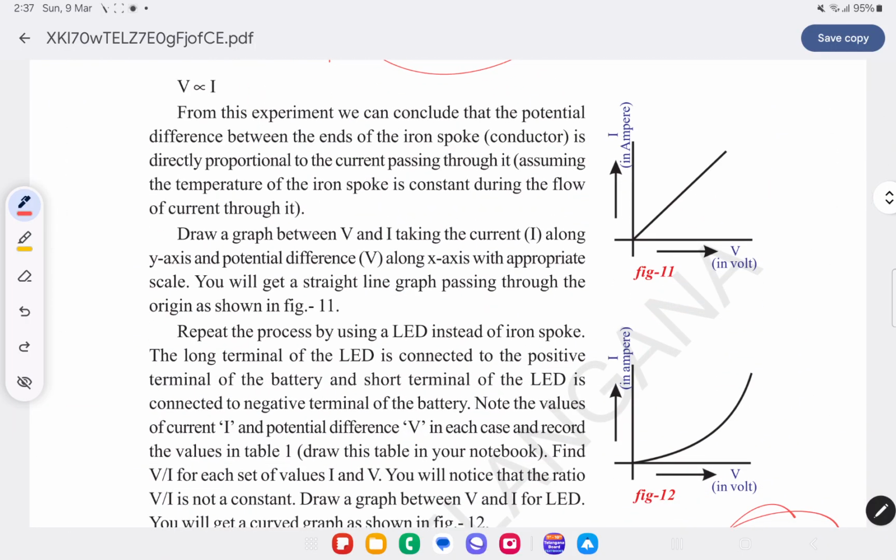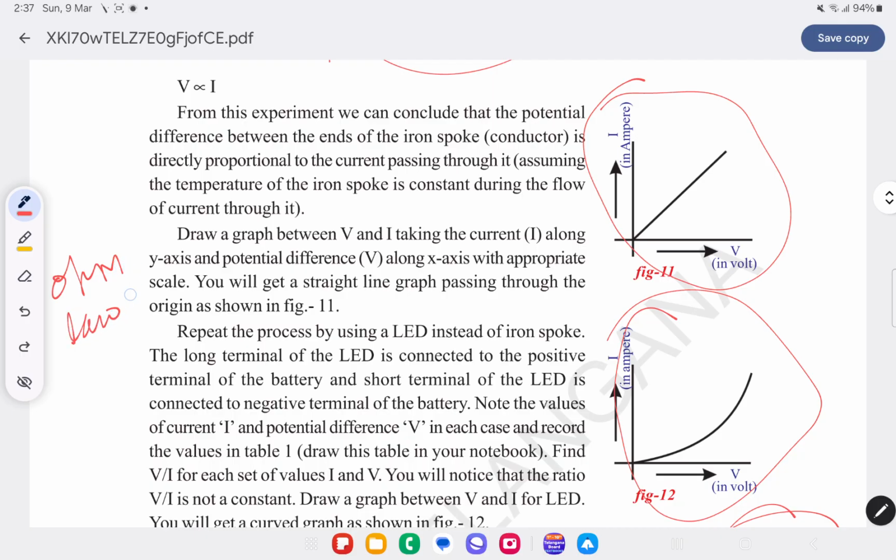Now, there are two types of materials: ohmic materials and non-ohmic materials. Ohmic materials are those materials which obey Ohm's law. So, any material which obeys Ohm's law is called an ohmic material. Somewhere it will be the definition. And non-ohmic materials are those which do not obey Ohm's law. They won't obey Ohm's law.